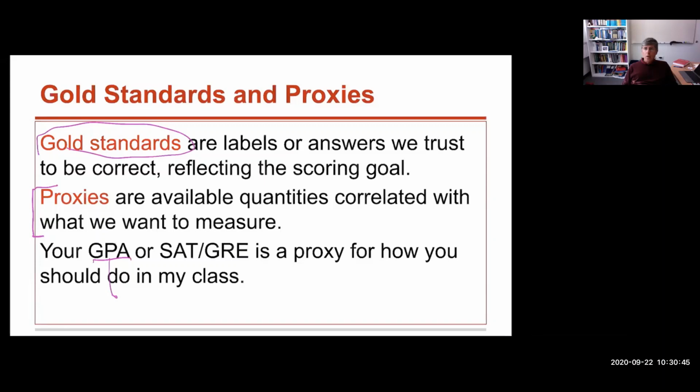What would happen if we admitted all the people who had the best GPAs? Would those be the best students? They might be the students who took the easiest classes. They might be the students who went to the lousiest university. What about SAT or your GRE score? Is that a proxy for how good you are as a student?